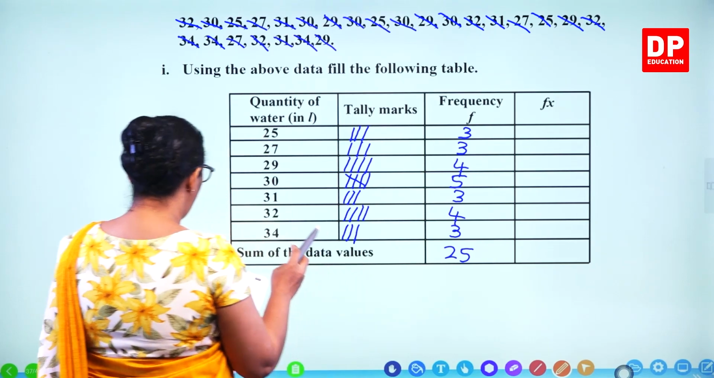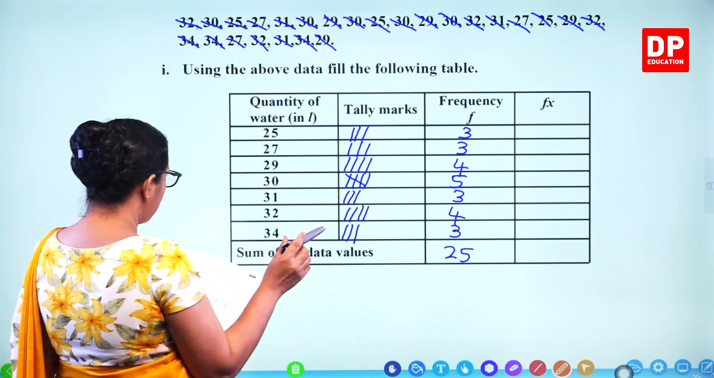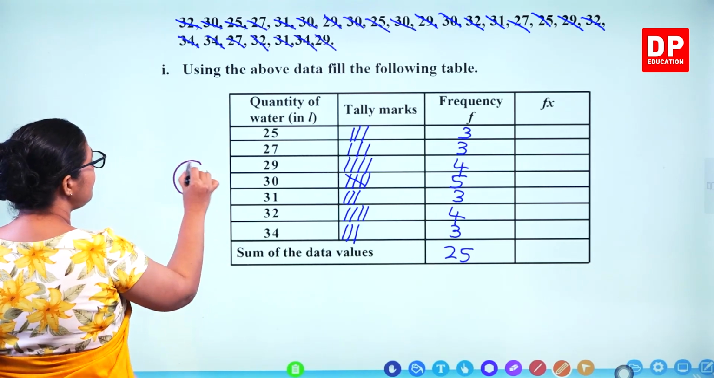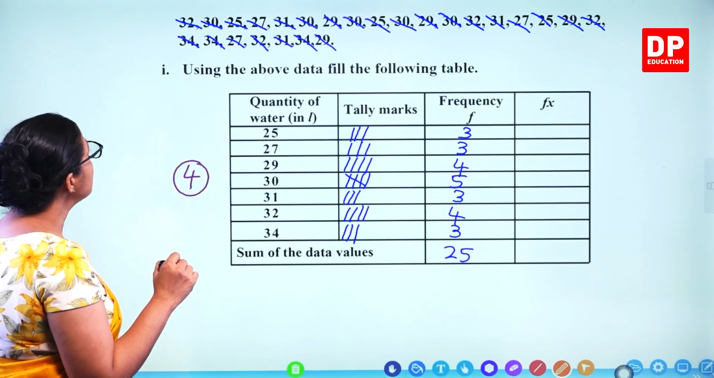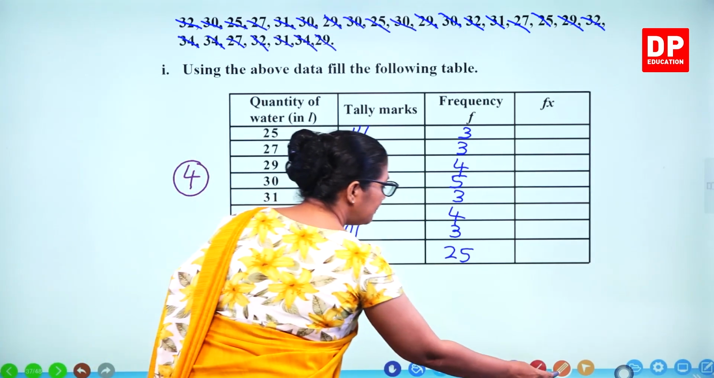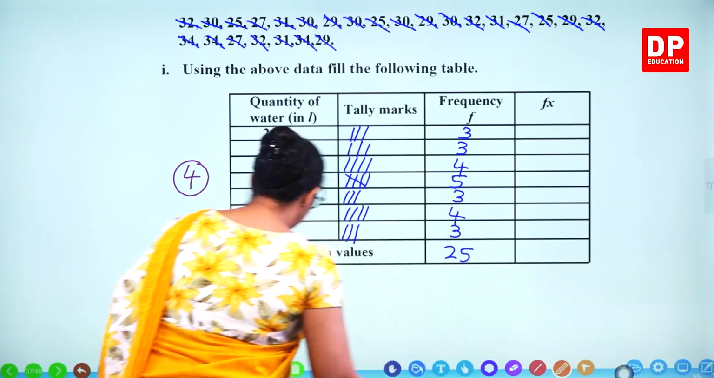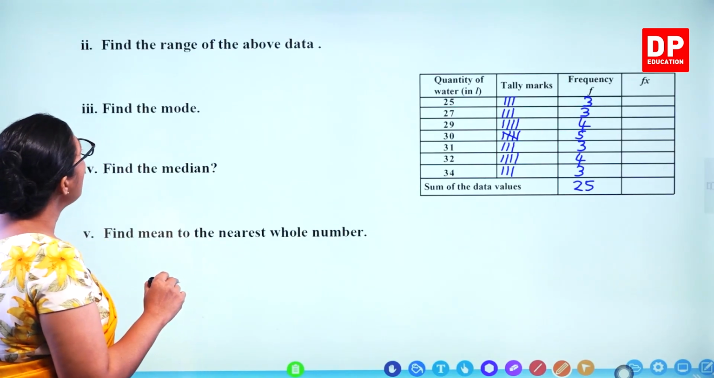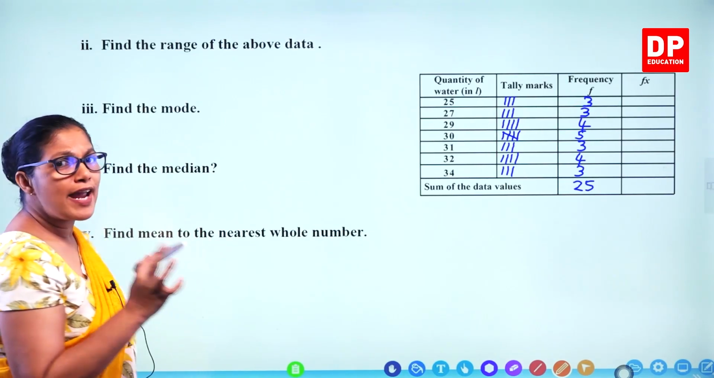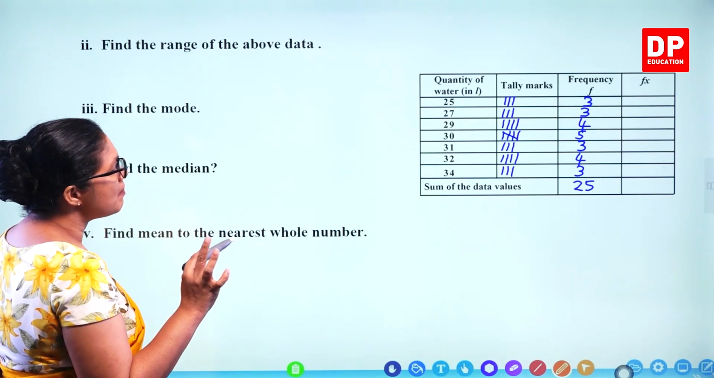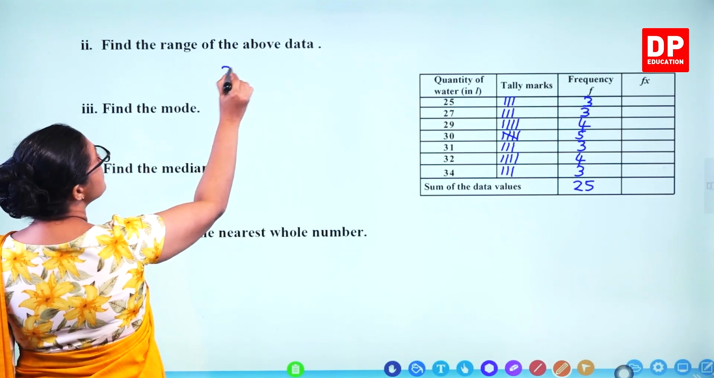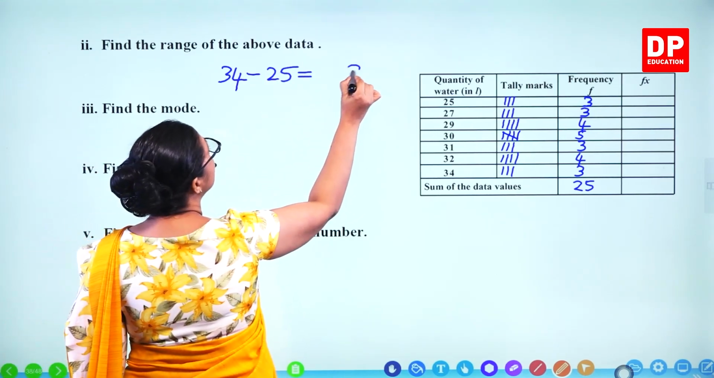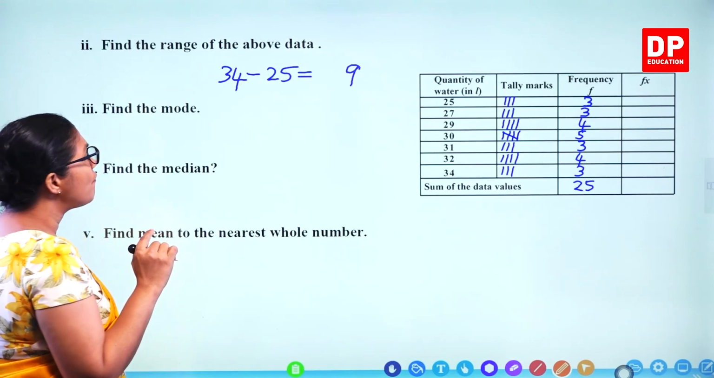for completing this table. 4 marks. And we'll take the next step. So here, find the range of the above data set. Range means the difference between maximum and minimum. Maximum is 34, minimum is 25. Take the difference. 9.